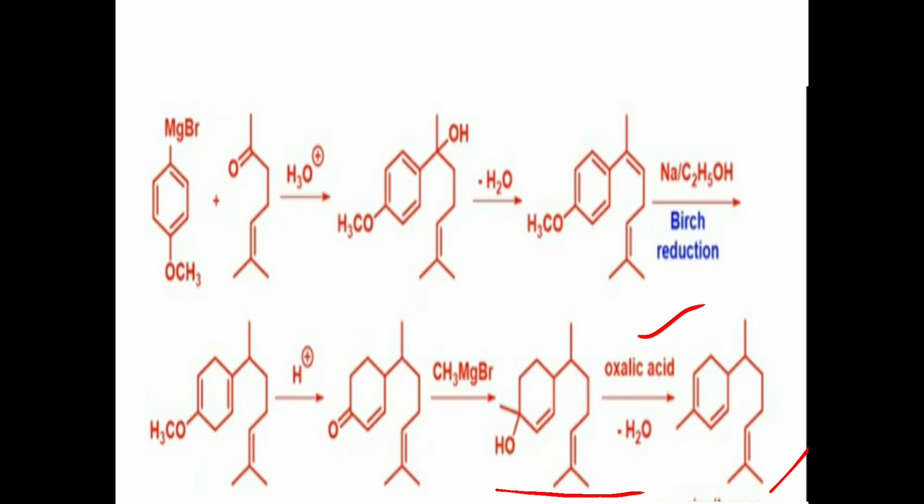The synthesis of zingiberene contains the following steps. The first one is Grignard reaction, the second one is dehydration, the third one is Birch reduction, the fourth one is rearrangement and tautomerization, the fifth one is again Grignard reaction, and the last one is dehydration with oxalic acid. So this is about zingiberene occurrence, uses, constitution and synthesis.